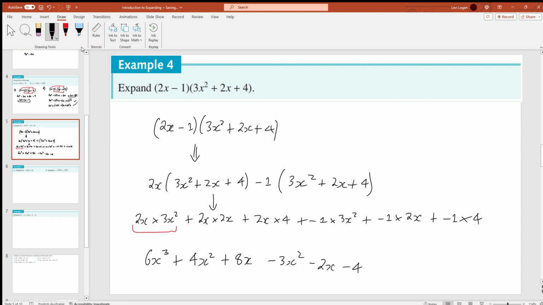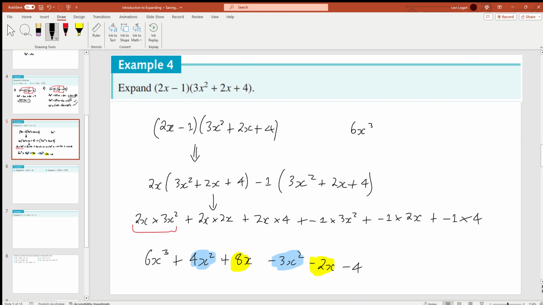Now we look for like terms. So we can see we've got 2 quadratic like terms. And we've also got 2 linear like terms. So what we can do is add those together. There's no other cubics and no other numbers. So our answer is going to be 6x cubed.